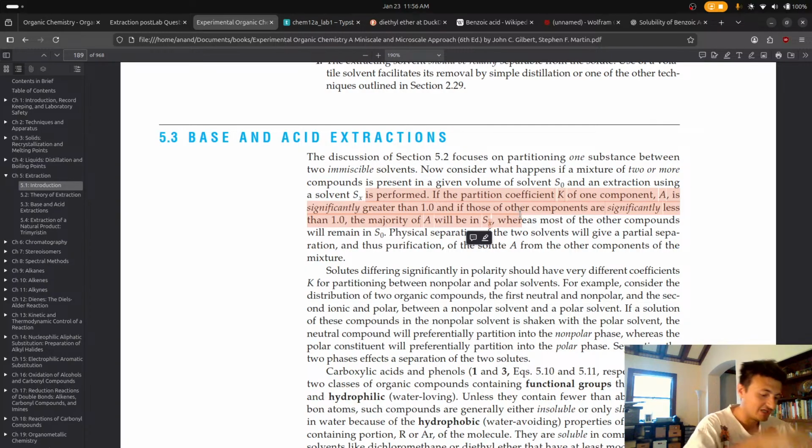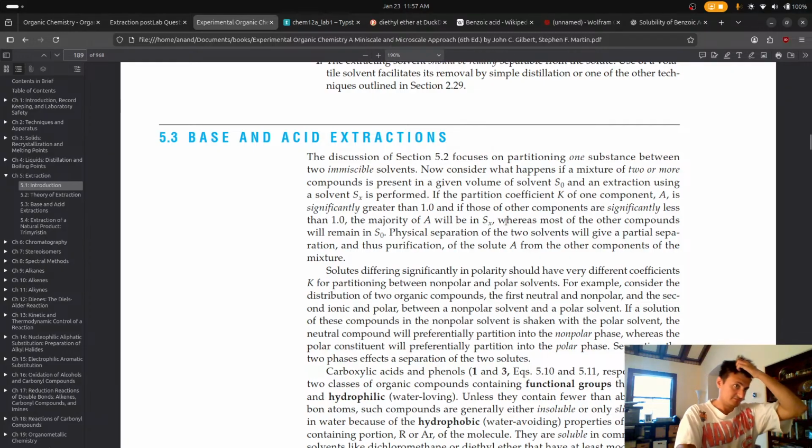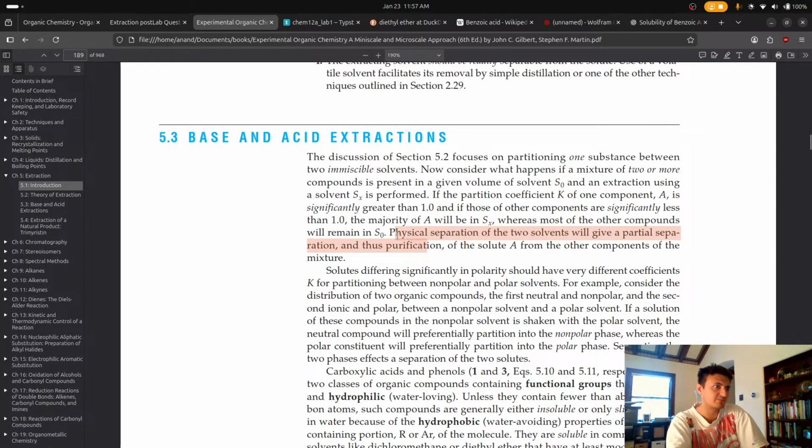But yeah, it gets more complicated because you're still going to have some C2, or what do they call it? B? They don't name it. C2 in SX in the extraction. Yeah, it becomes harder. It definitely becomes harder. Physical separation of the two solvents will give a partial separation in this.